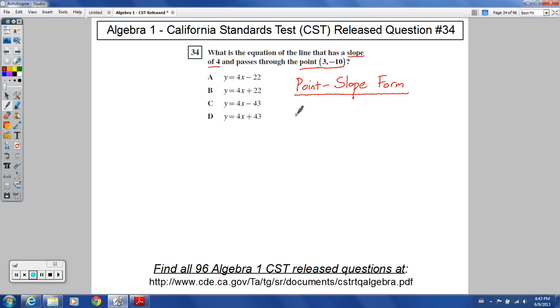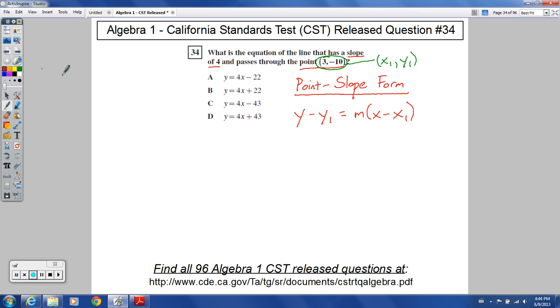So point slope form, what does it look like? It looks like this: y minus y1 equals m times x minus x1. And you might say, well, what are all these x's and y's? What is that all about? This is your first point. We call this x1 comma y1. So this is your x1, 3, and your y1, your first y point, is negative 10.